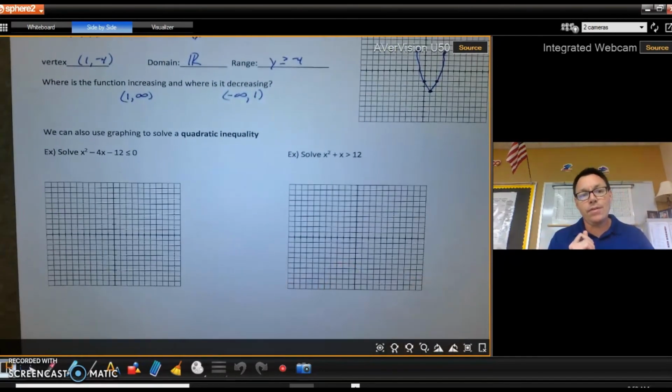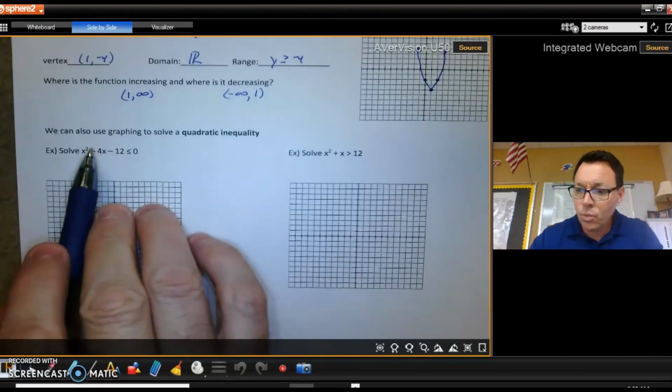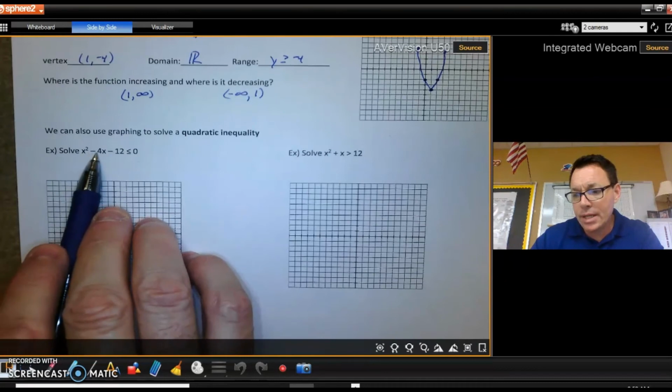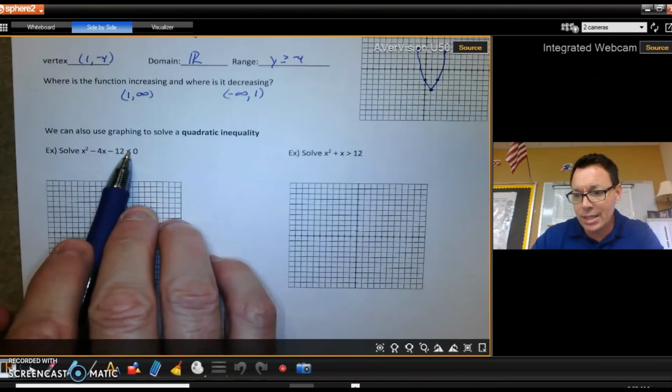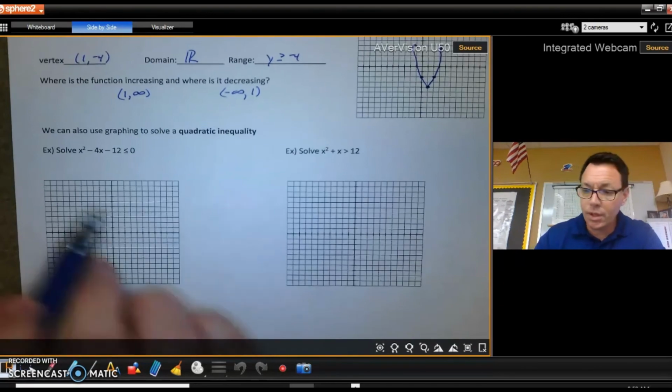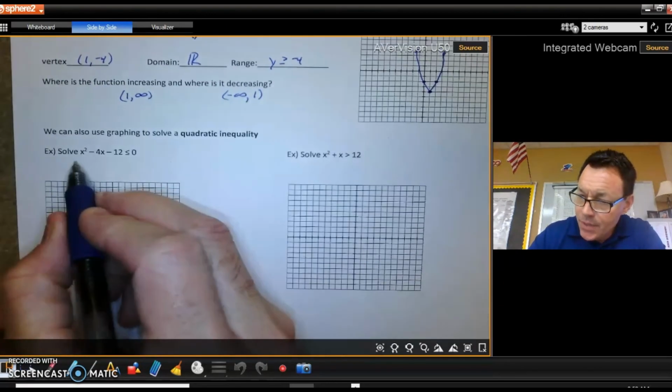All right, last thing we're going to talk about is how to solve an inequality given a quadratic, okay? So what x values would make x squared minus 4x minus 12 less than or equal to 0? All right, so here's what we're going to do. We're going to graph this thing.